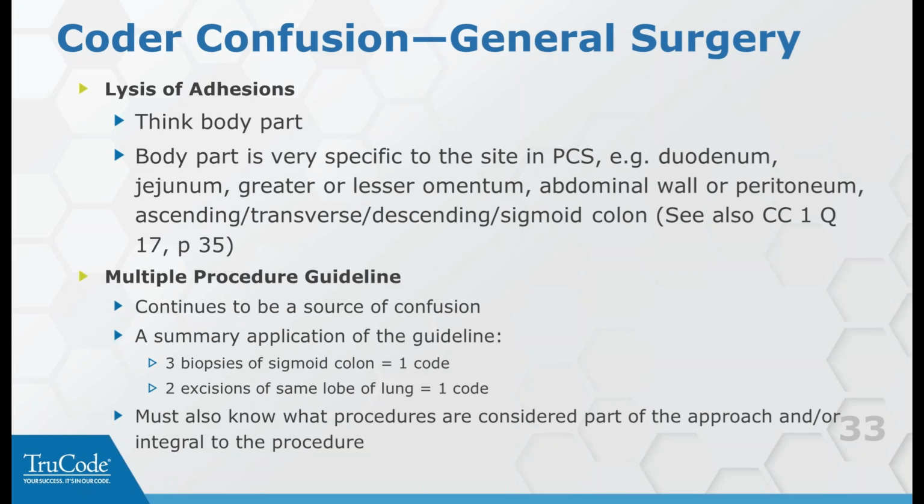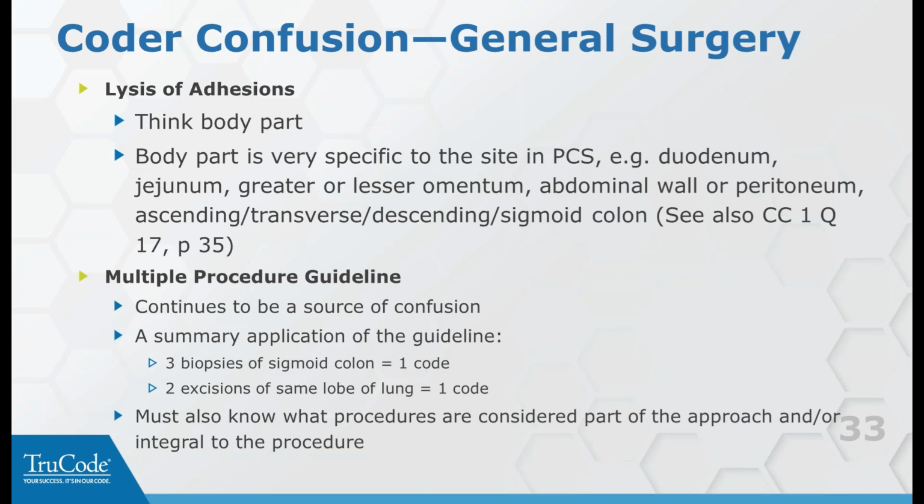The multiple procedure guideline still continues to be a source of confusion because it's sometimes very difficult to figure out how many different things I am going to code separately in this operative report. A general summary about multiple procedures: if you do three biopsies of the sigmoid colon, it would be one code because the root operation is the same and the body part is the same. Two excisions of the same lobe of the lung, again, the same root operation, the same body part. If you start doing different root operations or different body parts, then you have to start adding multiple codes, obviously.